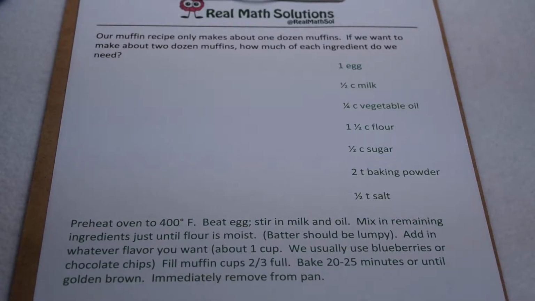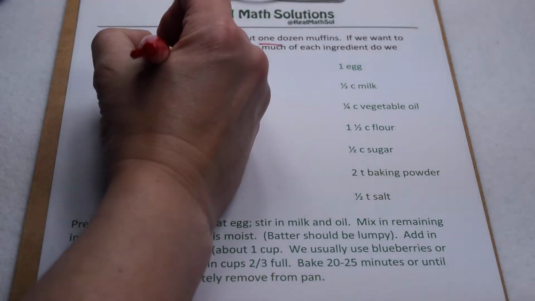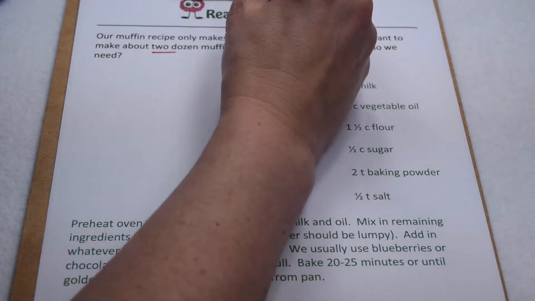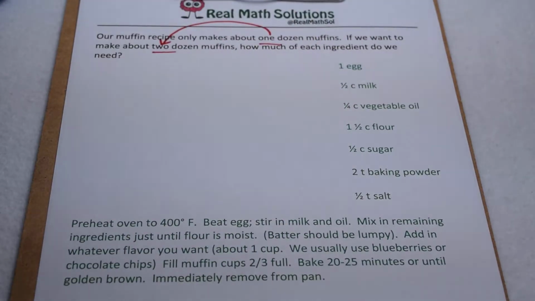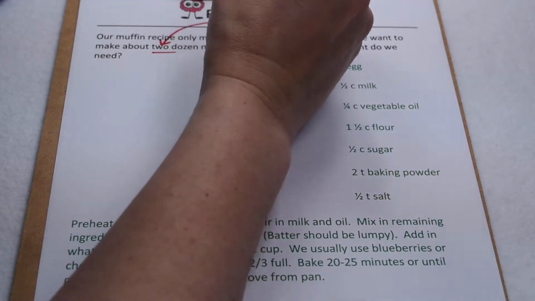Our tried and true muffin recipe only makes about 1 dozen muffins. If we want to make about 2 dozen muffins, how much of each ingredient do we need? Well, if we're going from 1 dozen to 2 dozen, that means we need twice as much of each ingredient. So we are going to have to multiply each ingredient by 2.